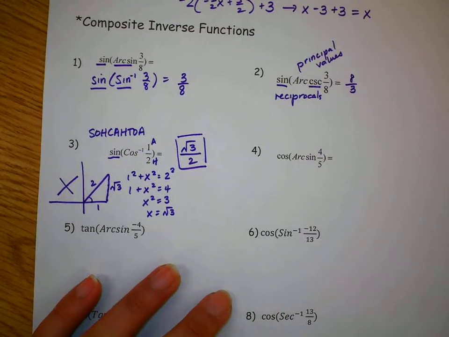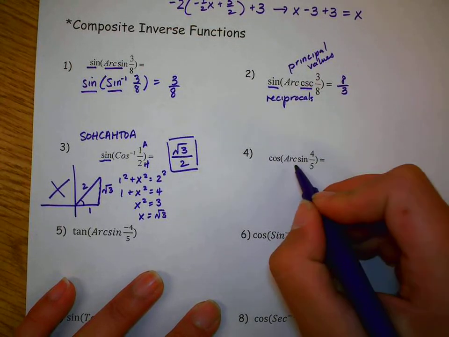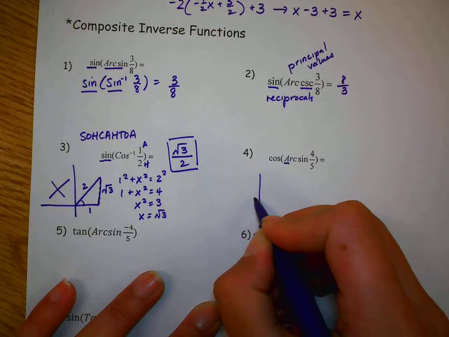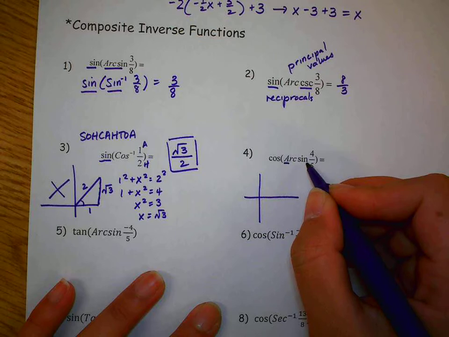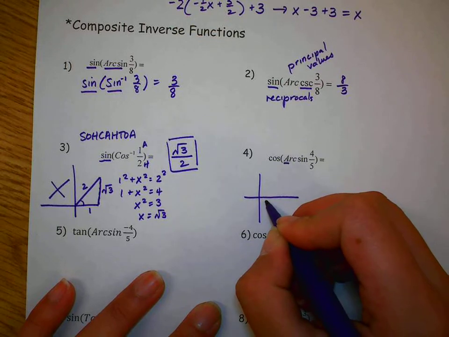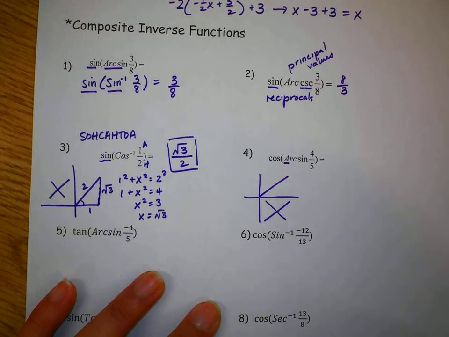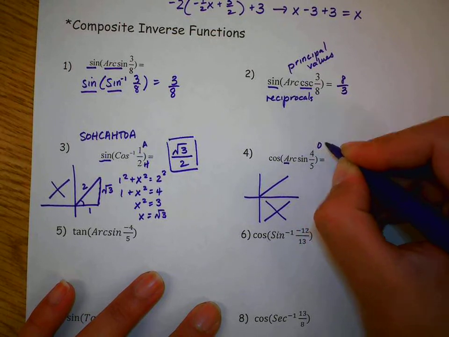Okay? Now number 4 is cosine of the arc sine of 4/5. Now, remember again, principal values. For sine, we're limited to just quadrant 1 and 4. And since it's a positive 4/5, I'm going to go ahead and cross out quadrant 4. It's got to be in quadrant 1, because sine is positive in quadrant 1, sine is negative in quadrant 4.